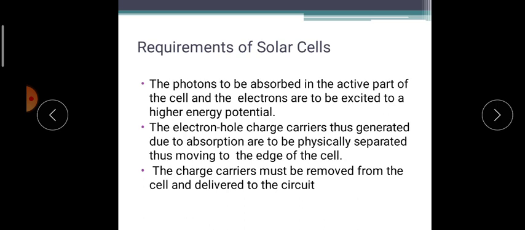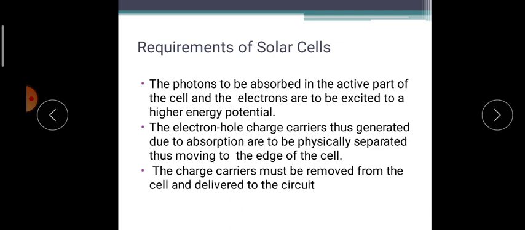Requirements of solar cells. In order to convert light into electricity, the photons have to be absorbed by the material and produce electrons which are excited to higher energy levels. The electron hole charge carriers, thus formed by the absorption, must be physically separated and moved to either end of the cell. The charge carriers that are moved must be delivered to the load before they lose their potential.